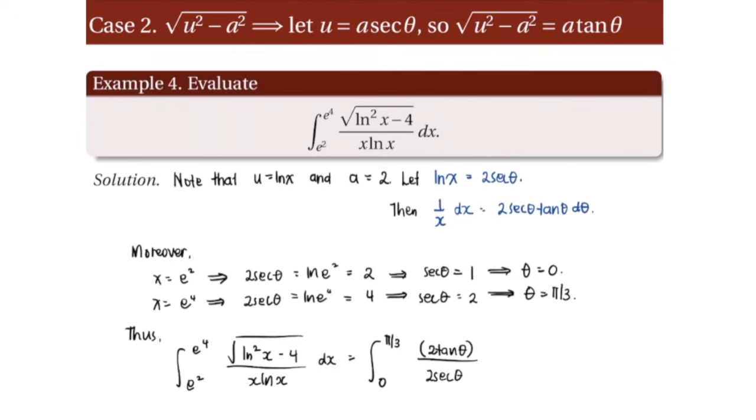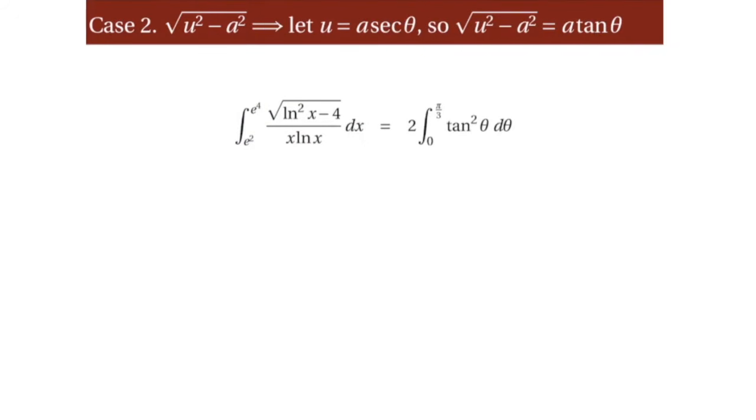While, notice here na meron tayong dx saka meron kang 1 over x. So, yung dx saka yung 1 over x is precisely this portion. So, this is replaced now by 2 secant theta tangent theta d theta. And so, to simplify, we have here the following. So, meron ka ngayong 2 integral from 0 to pi over 3 ng tangent squared theta with respect to theta.